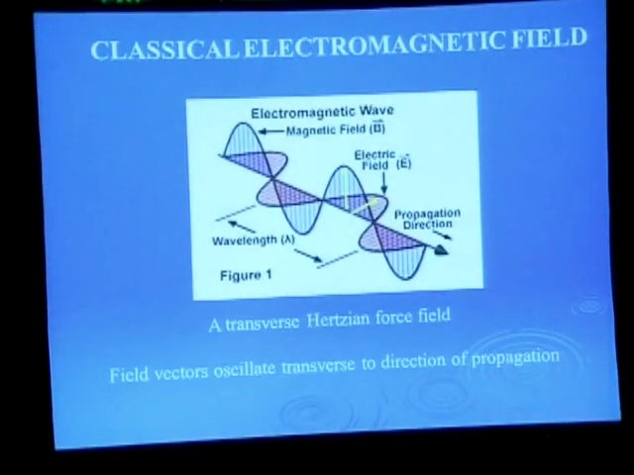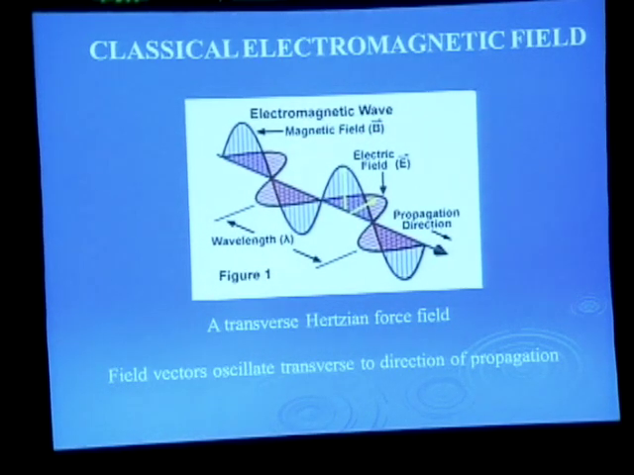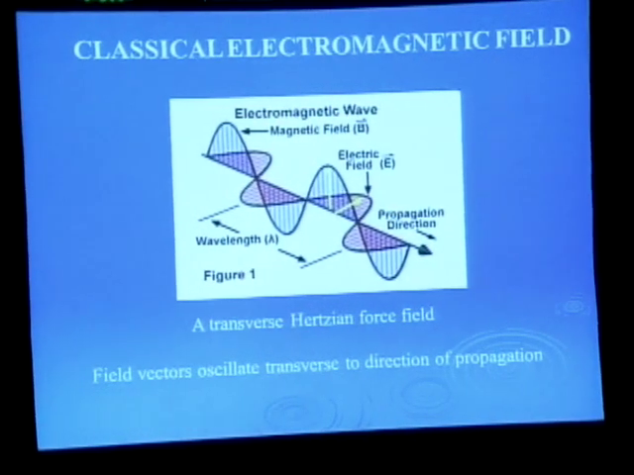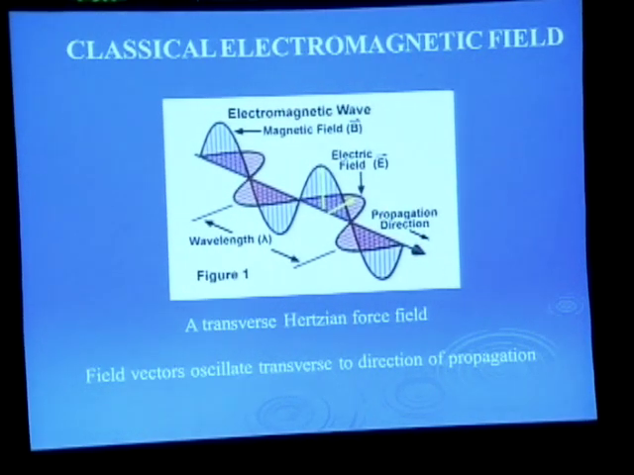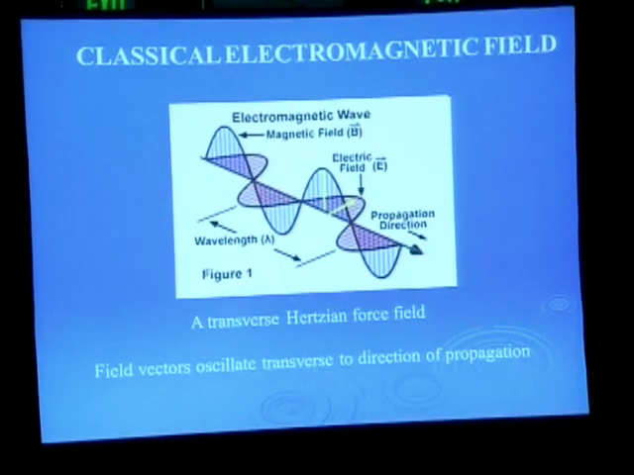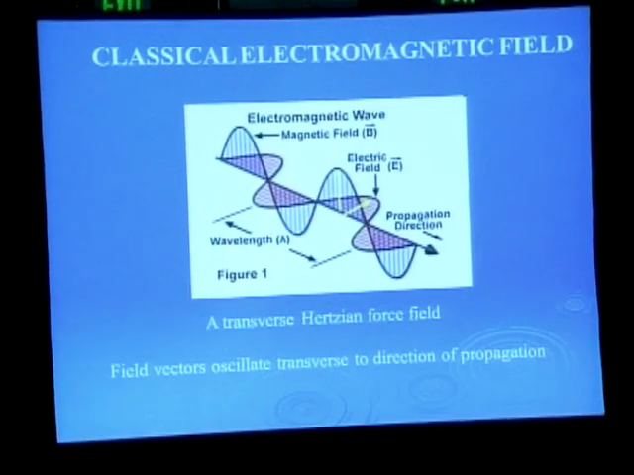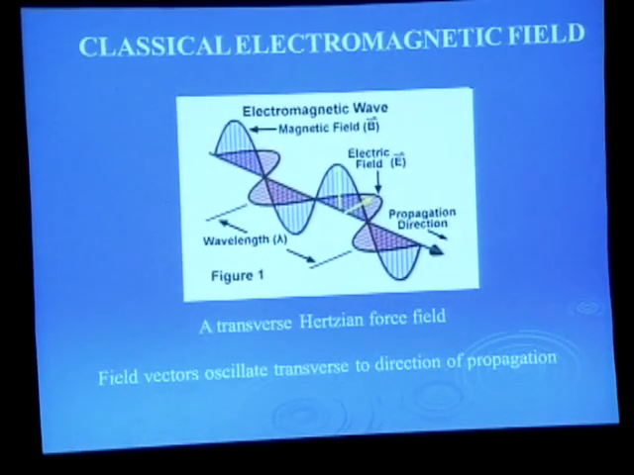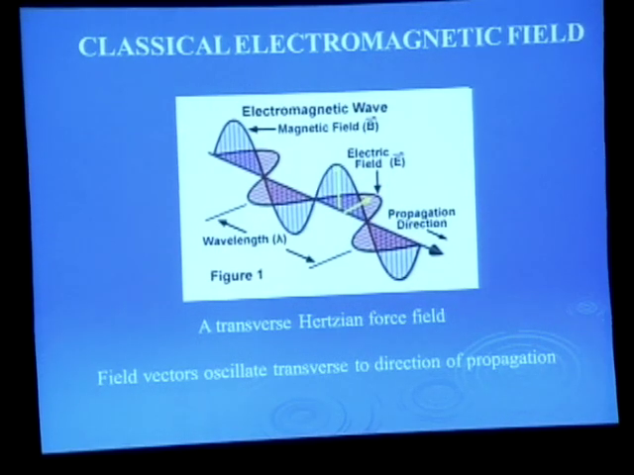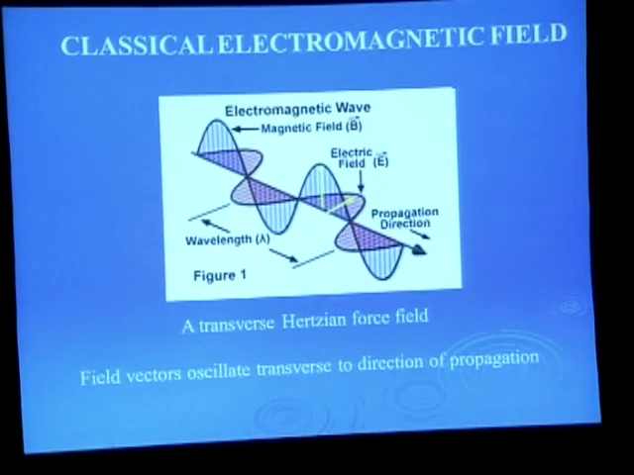So here's the classic electromagnetic field, which for those 60% of the audience who are not physicists, looks like this. It may not look like an ordinary electromagnetic field, but you can see the electric and magnetic components which oscillate in a transverse or perpendicular direction to the direction of propagation of the field itself. And that's why they're called transverse Hertzian force fields. This is the classical definition of an electromagnetic field.